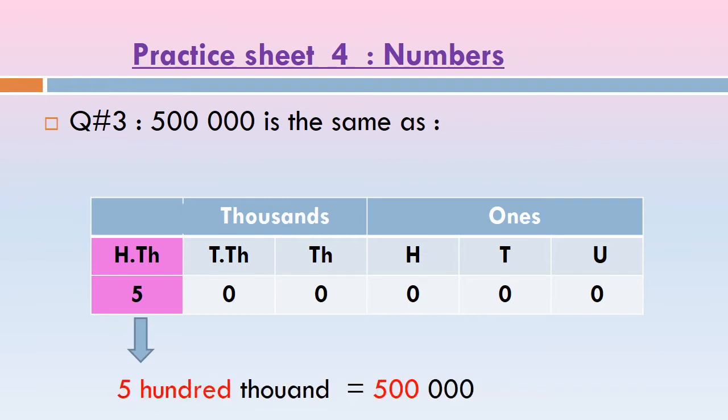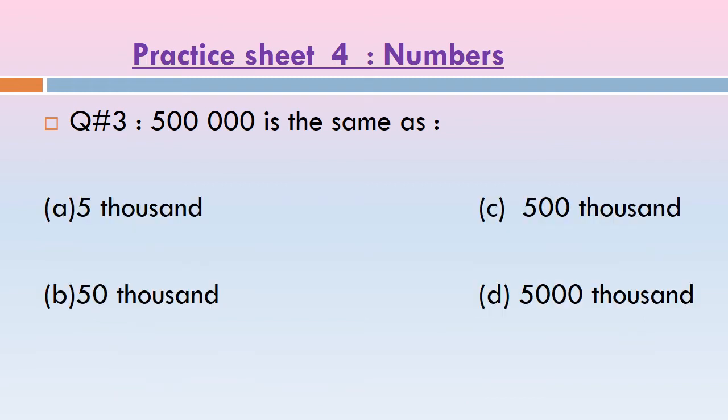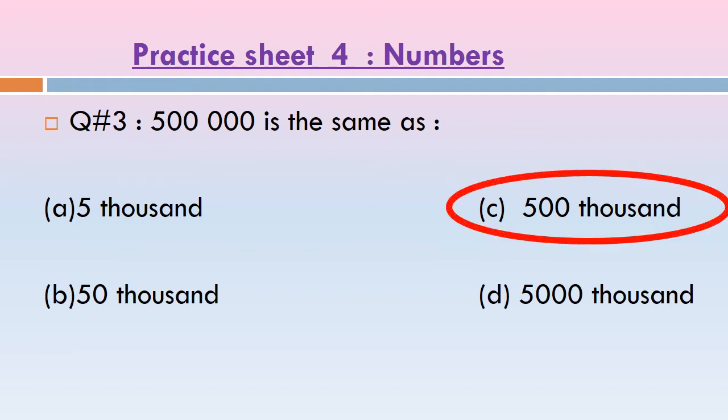And how can we write it? At place of 500 we can write 5 with 2 zeros, and at place of 1000 we can write 3 zeros, and it makes 500,000. So our right answer will be 500,000 and it is at C option, 500,000.